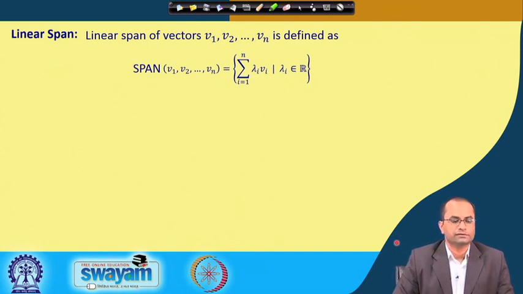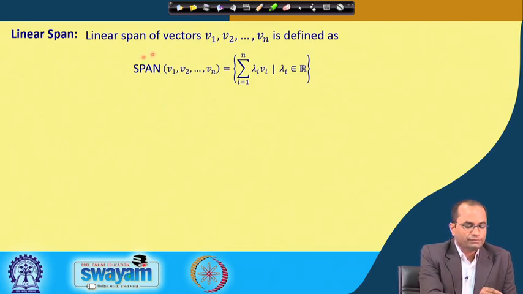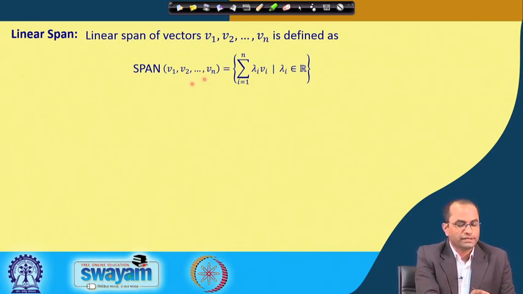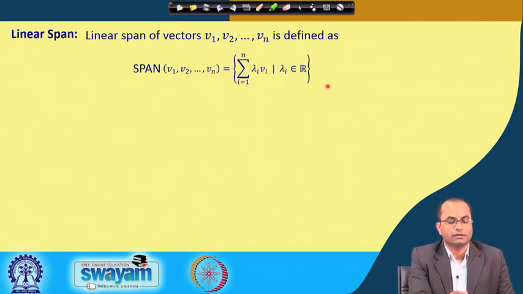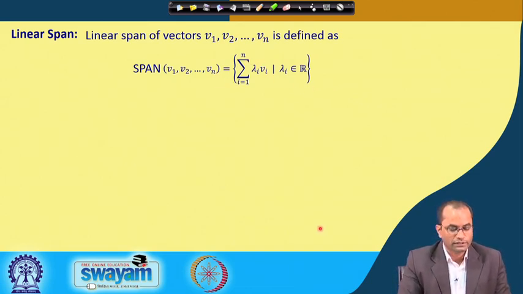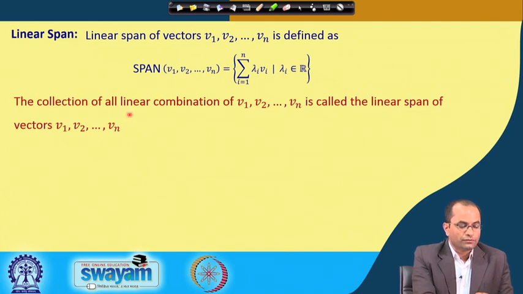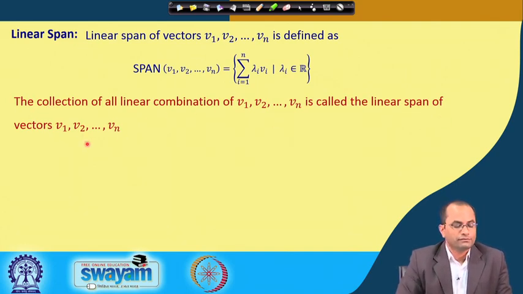The linear span of given vectors v1, v2, v3, ..., vn is usually denoted as span of v1, v2, v3, ..., vn, and we define it as the set of all linear combinations of these vectors. Exactly this is the linear combination: lambda 1 v1 plus lambda 2 v2 and so on up to lambda n vn, where each lambda belongs to the set of real numbers. The set of all linear combinations of the given vectors is called the span of v1, v2, v3, ..., vn, the linear span of the vectors.